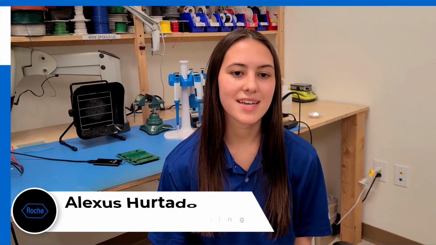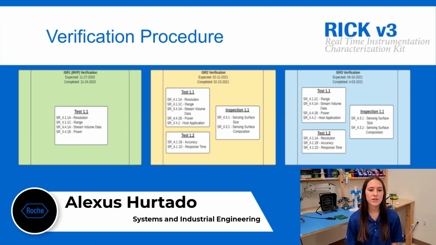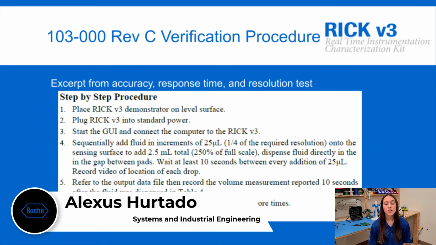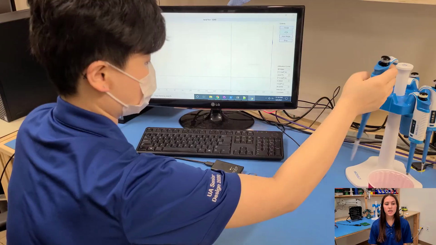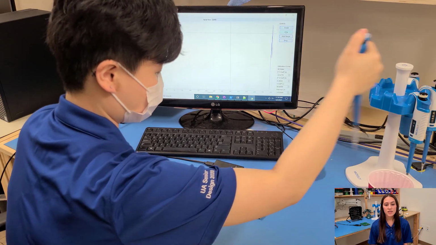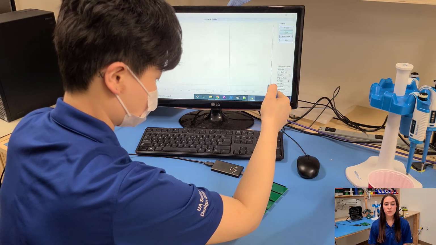Hello, my name is Alexis. We verified the system over 3 phases as we improved performance and added system functionality. We verified by inspection and test, and tested the system's resolution, range, accuracy, and response time, our key performance requirements. Once testing was done, we analyzed the output file to determine the system's performance.